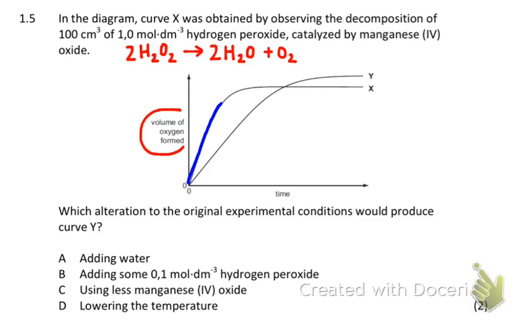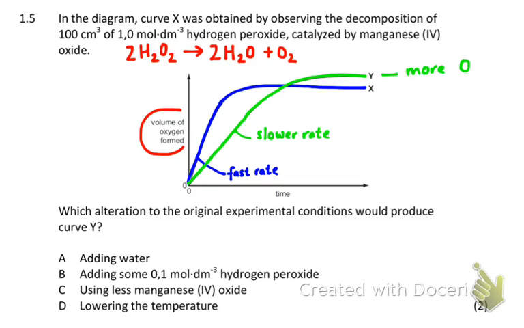All right, let's have a look at the two graphs. Graph X starts with a steeper slope. Remember, the gradient of a volume against time graph gives us the rate of reaction. So curve X shows quite a fast initial rate, and then it flattens out to give you a certain amount of oxygen formed. Graph Y has a flatter gradient, and so that indicates a slower rate, but notice that we end up forming more oxygen at the end of the reaction. Okay, so more O2 is formed in reaction Y than was formed in reaction X.